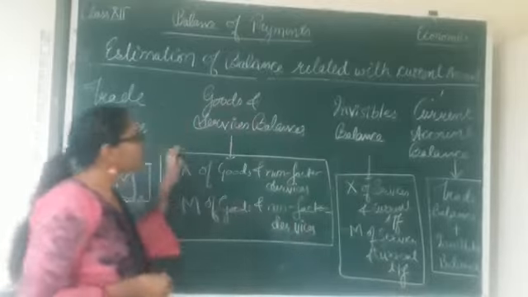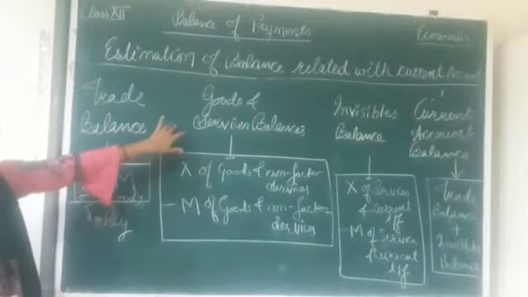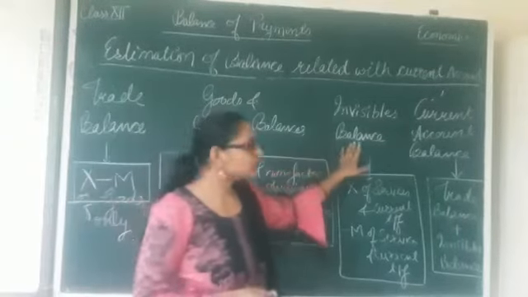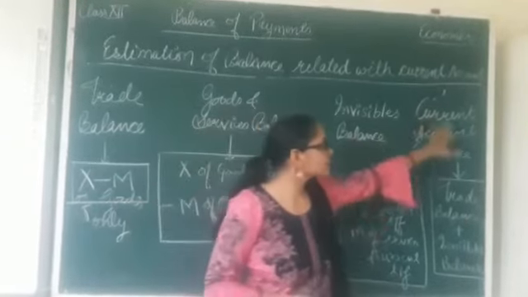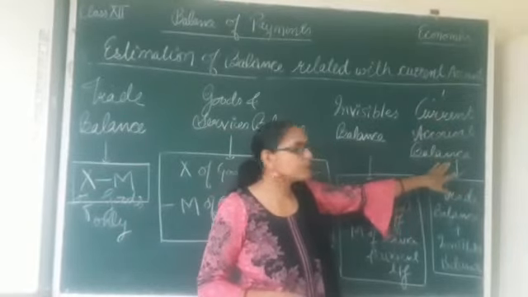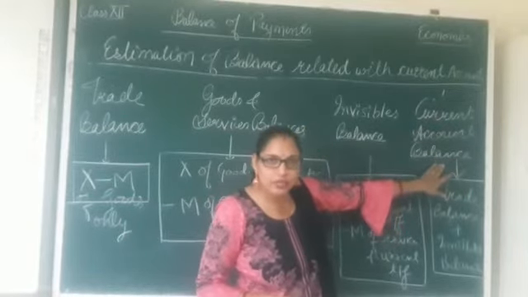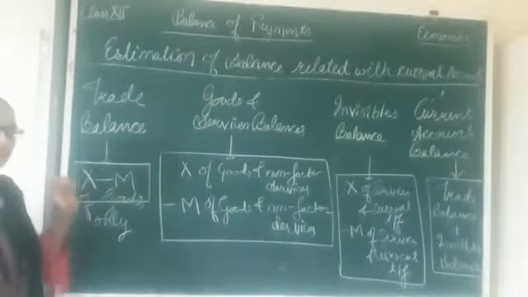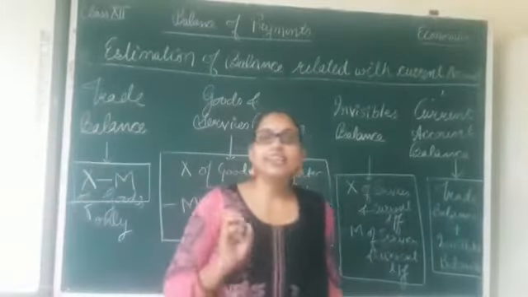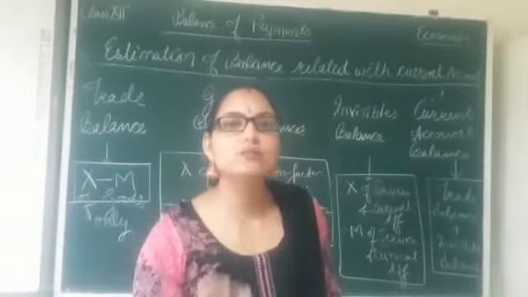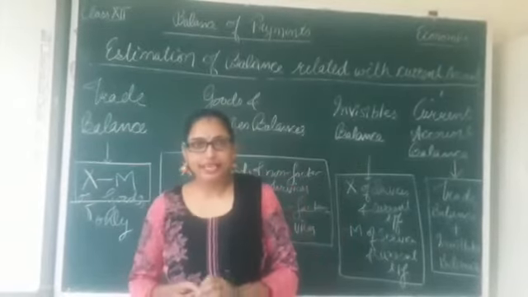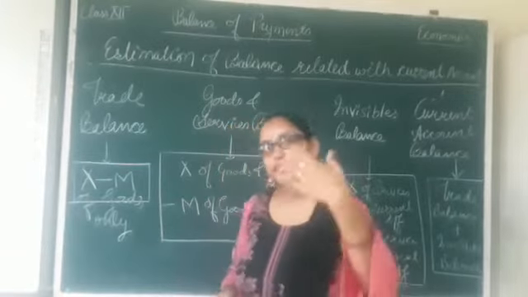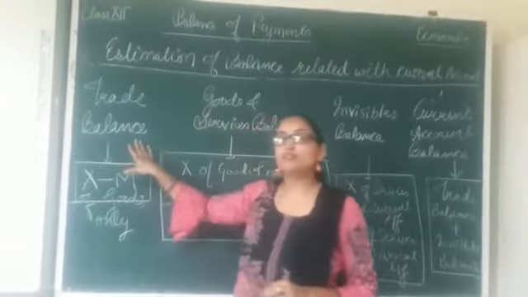Clear? So herein we have four major types of balances under current account. First is trade balance, second is goods and services balance, third is invisible balance, and fourth is current account balance. This is the last ultimate balance of the current account, which will be calculated after estimating all the things. Clear? First of all, let's talk about the trade balance. Let me tell you very clearly, here trade includes only the trade of visible goods. Visible goods means that can be touched, that can be seen, like cell phones, clothes, etc., which are being exported and imported. So here we take only the balance of visible items.